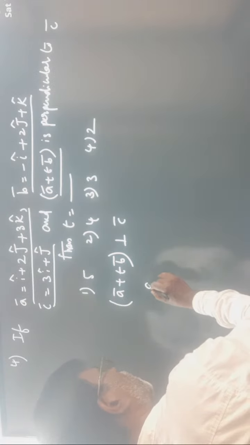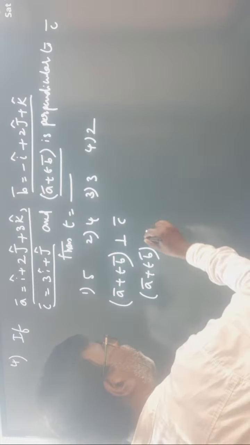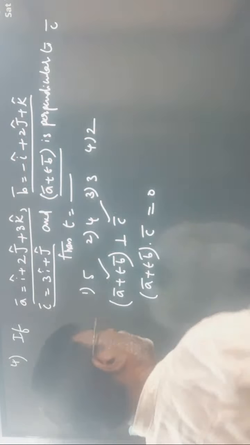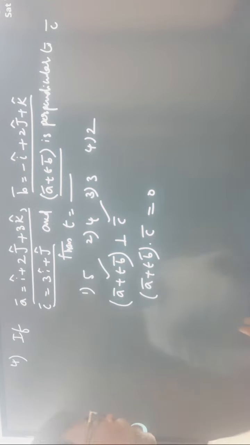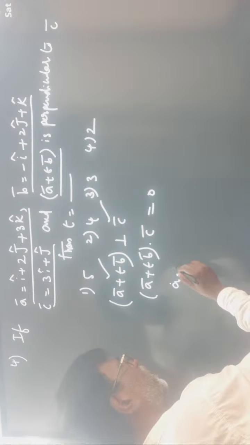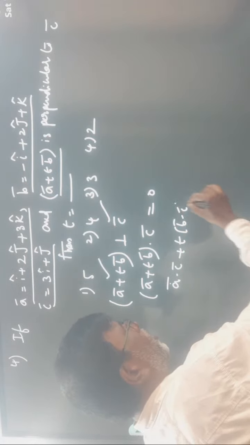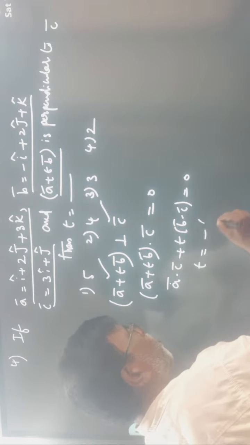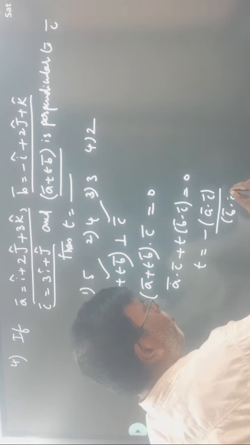Perpendicular means A bar plus TB bar dot C bar gives 0. So this one is perpendicular to this one, so the dot product must be 0. That is the first idea. Now A dot C plus T into B dot C gives 0. From this, T equals minus of A dot C by B dot C, which gives the answer.